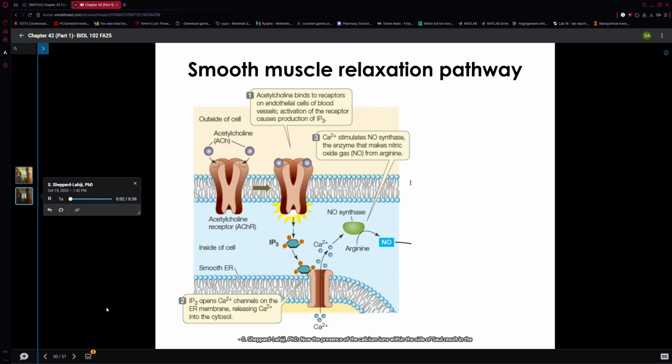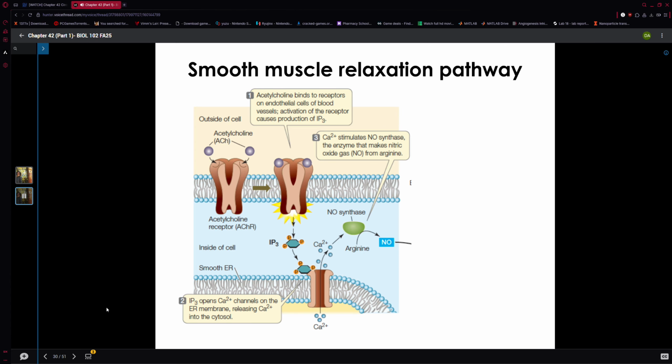Now, the presence of the calcium ions within the cytosol results in the activation of an enzyme, and that enzyme is nitric oxide synthase. That nitric oxide synthase is going to lead to the production of nitric oxide gas, and it's utilizing arginine that's available within the cytosol in order to facilitate that process. So through this transduction pathway, we're able to generate nitric oxide.